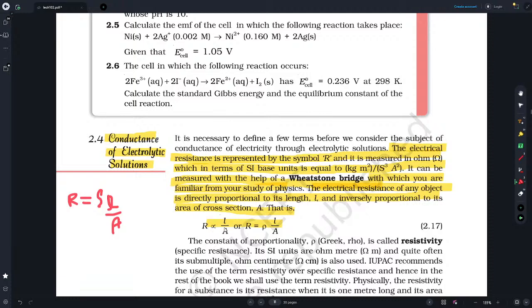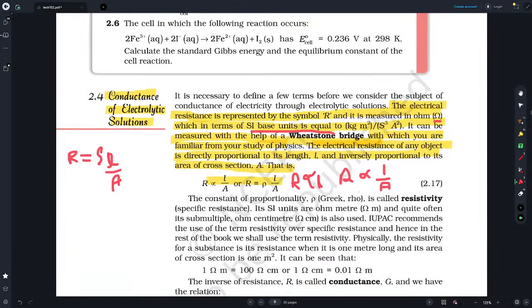resistance is directly proportional to L by A, directly proportional to L. As length increases, resistance also increases. As area of cross section increases, resistance will decrease, inverse proportionality. And the resistance SI unit is ohm, represented by the symbol omega. In terms of SI base units, it is equivalent to kg meter square per Siemens cube A square. An unknown resistance can be measured with the help of a Wheatstone bridge.